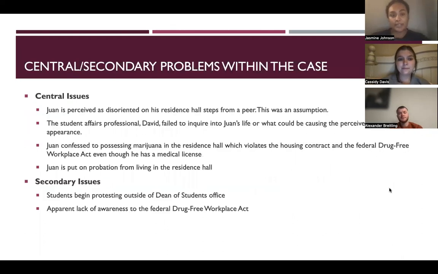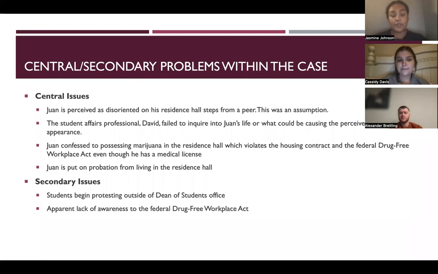So the central and secondary problems within this case are: Juan is perceived as disoriented on his residence hall steps by a peer, and that was an assumption. The student affairs professional, David, failed to inquire into Juan's life or what could be causing the perceived disoriented appearance. Juan confessed to possessing marijuana in the residence hall, which violates the housing contract and the Federal Drug-Free Workplace Act, even though he has a medical license. And Juan is put on probation from living in the residence halls.